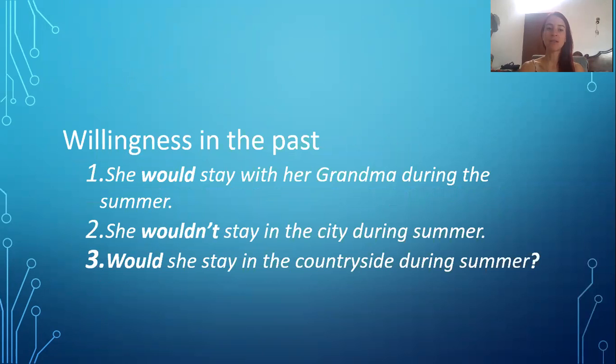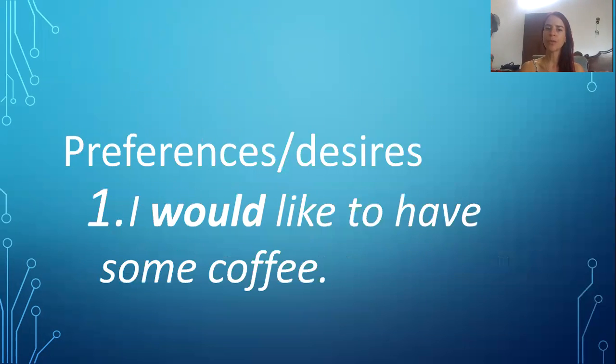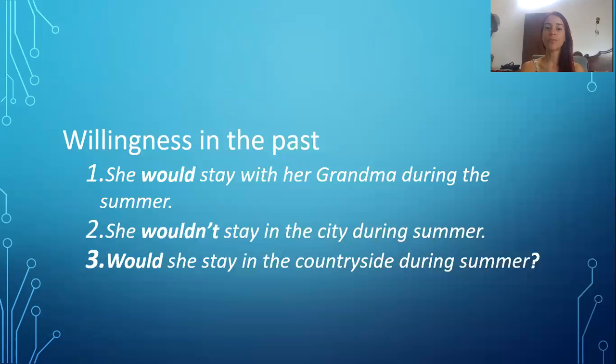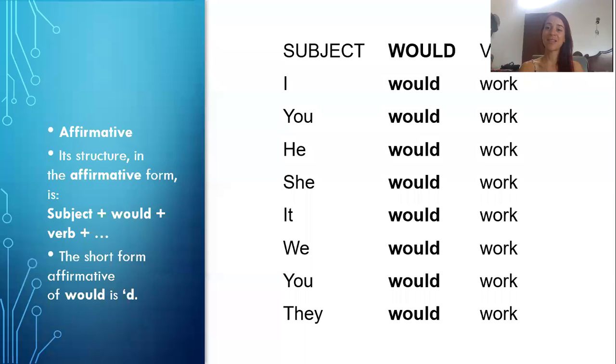In the past, we say, for example, 1, she would stay with her grandma during the summer. 2, she wouldn't, that means would not, she wouldn't stay in the city during the summer. 3, would she stay in the countryside during the summer? So we have preference, past, and let's look at the structure.